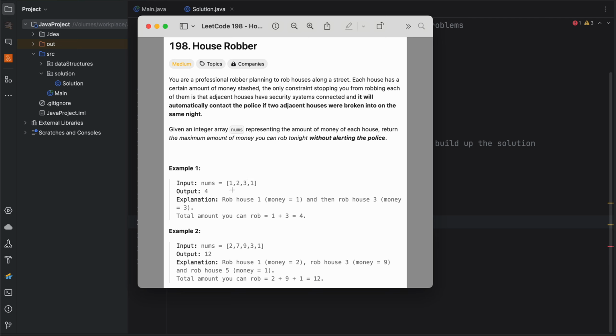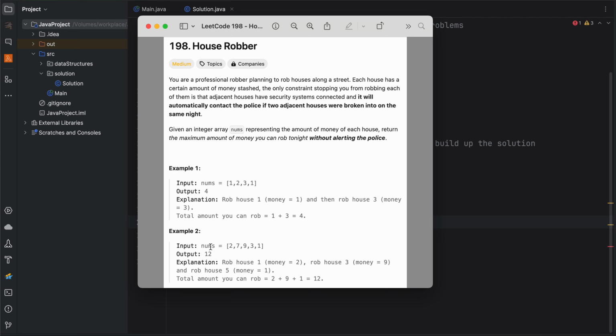So why is that the case? If we choose the second house first to rob, then we can't take the money from the third house because it's adjacent to the second one, but we can do it from the fourth house. So 1 plus 2 is 3, which is less than 4. So indeed, the maximum amount of money you can get from these houses is 4, by taking the money from house 1 and house 3.